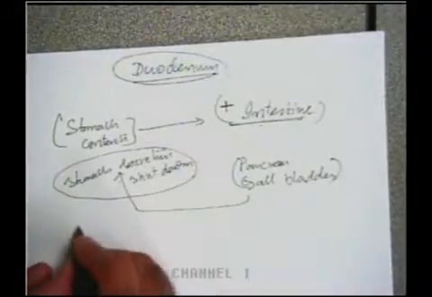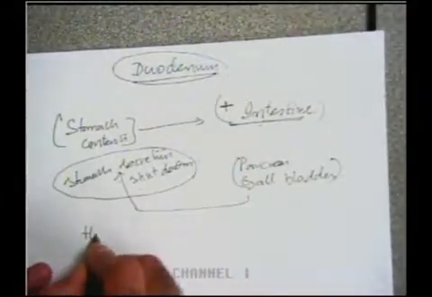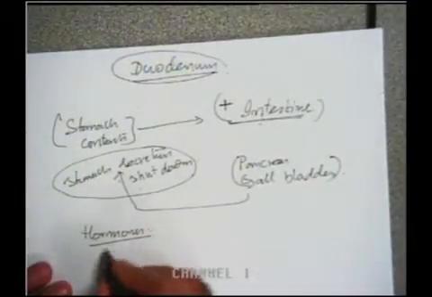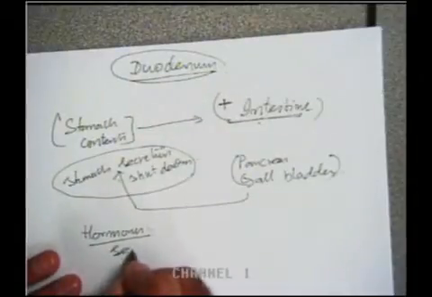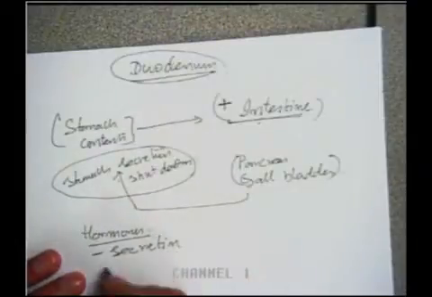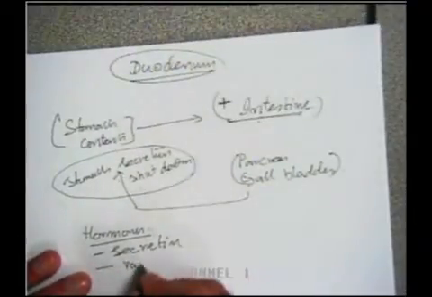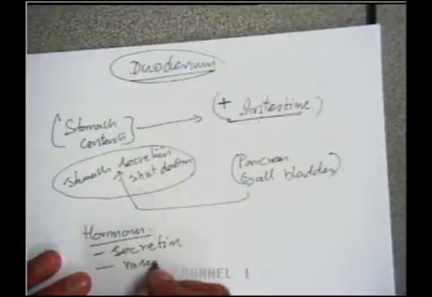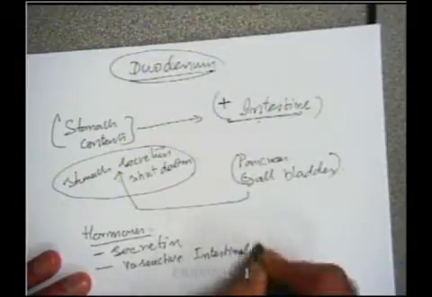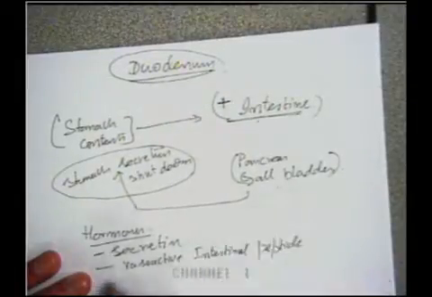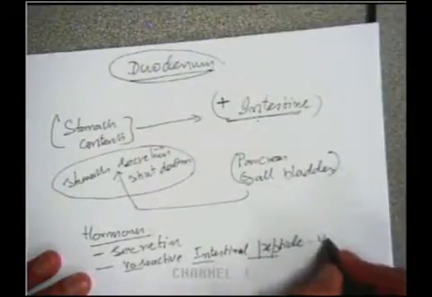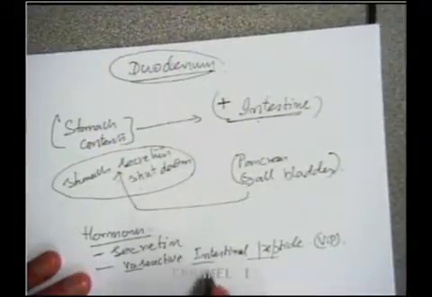The hormones which play a major role here in the small intestine or duodenum, in the secretion, are these. One hormone is called secretin. Another hormone is called vasoactive intestinal peptide. We call it VIP. Very important peptide. No, very important person. No. VIP is vasoactive intestinal peptide.